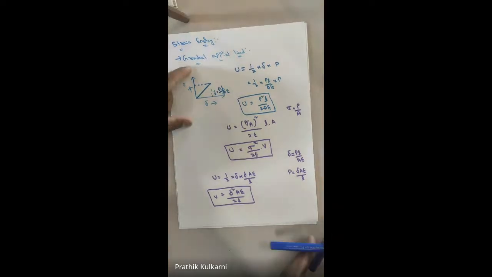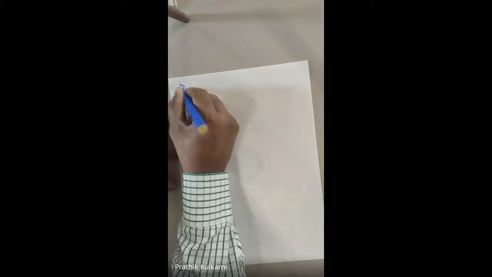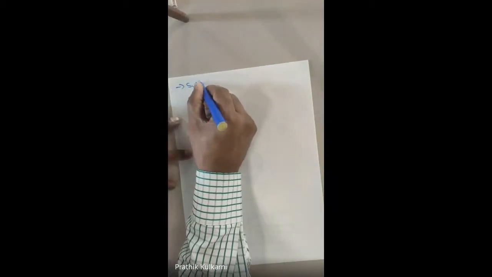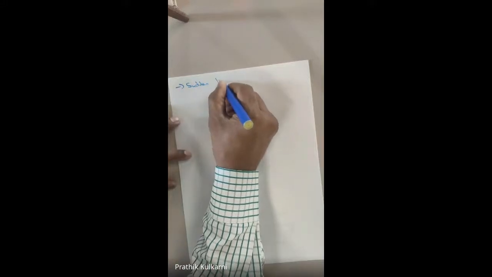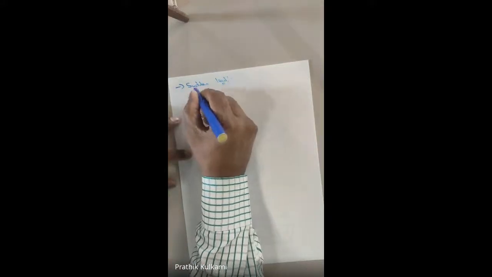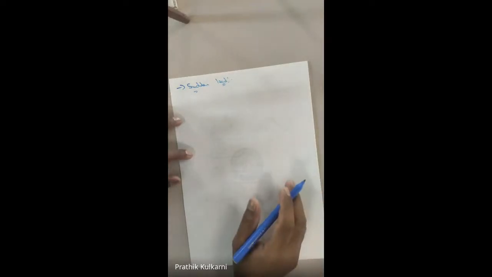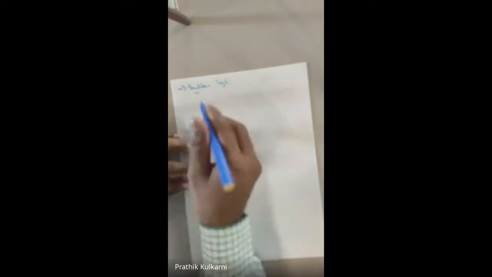First one was your gradually applied load. What is the second one? The second one is your sudden load. What do you mean by sudden? Sudden is nothing but, imagine you are standing somewhere and suddenly someone gives you a 50 kg bag to lift. How difficult it will be? Yes or no? The same thing here also.